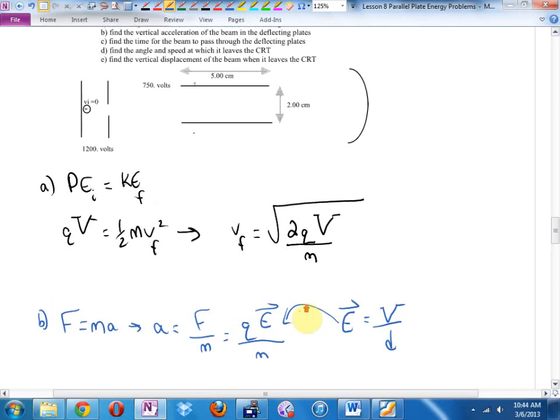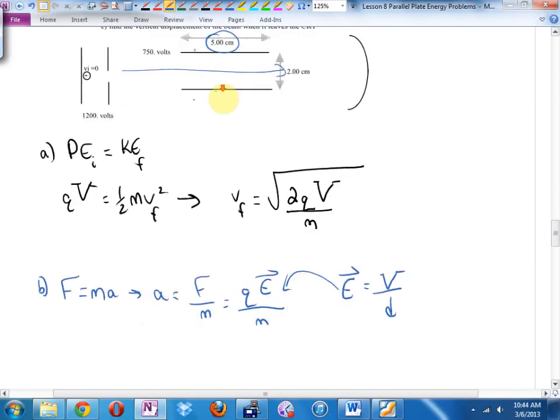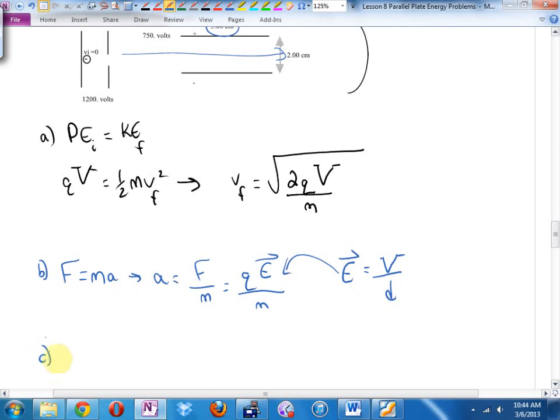In fact, if you wanted to, since you know how fast it's traveling horizontally, and you know it's traveling 5 centimeters, you could do part C. Part C says find the time. The time is just going to be the distance divided by the velocity, because horizontally no acceleration is occurring. Vertically acceleration is occurring, but horizontally no acceleration is occurring. You could find out how long it takes to travel that 5 centimeter long parallel plates.